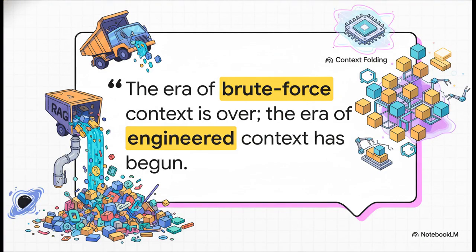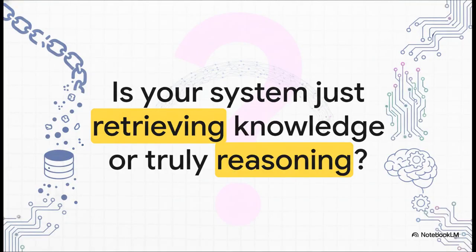And this quote just says it all. The era of brute force context is over. The days of solving problems by just making the context window bigger and bigger are done. We are now in the era of engineered context, where the smartest system isn't the one that can read the most, but the one that can manage information the best. And that really leaves us with one final, critical question you have to ask yourself about the systems you're building. Are you just retrieving knowledge? Or are you building a system that can truly reason with it? Because that is the difference between building yet another chatbot and building a genuinely intelligent agent that can solve real-world problems.